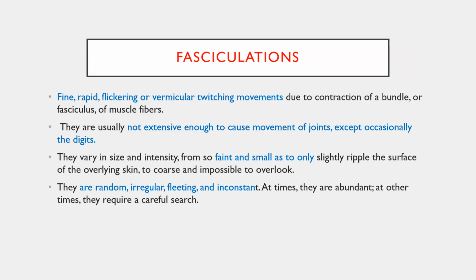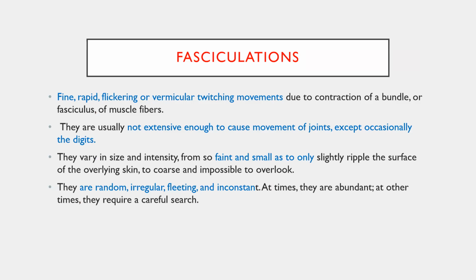Let's come to the fasciculation. Most commonly you see it in OP compound poisoning and motor neuron disease. These are fine, rapid, flickering or vermicular movements due to the contraction of a bundle or fasciculus of muscle fibers. That is called fasciculation. Fibrillation is only a single muscle fiber that can be demonstrated in electromyography. Visibly, whatever we are seeing is fasciculation.